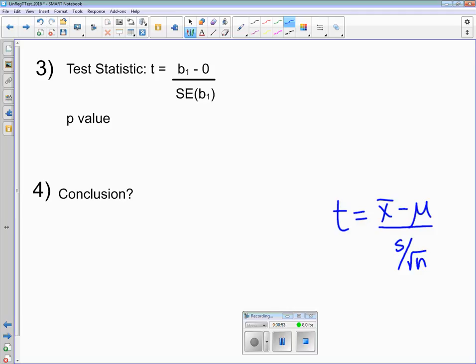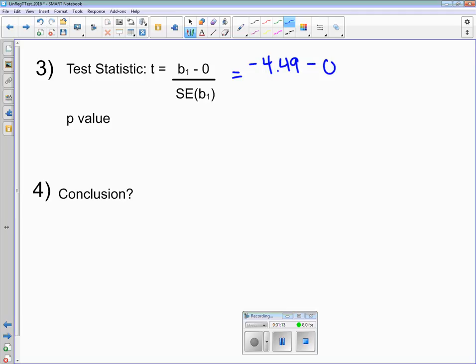It's just that the test statistic this time is a slope. So it's the slope minus the parameter, which should be 0, divided by the standard error. So it's really still a test statistic. It's still the t. It's just written a little differently. What was our slope? Negative 4.49 minus 0 divided by, this is a number that's going to be weird. It's going to be provided for you.